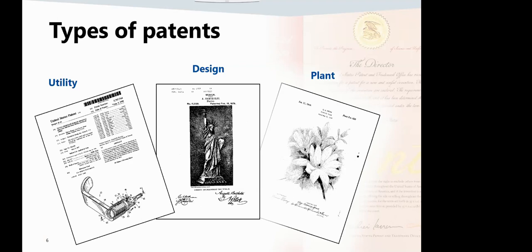And last but not least, plant patents. I won't really spend a lot of time on that. But if you're in that field of growing, for example, ornamental roses, or new, particularly drought-resistant crops, there's the opportunity for plant patent protection as well.